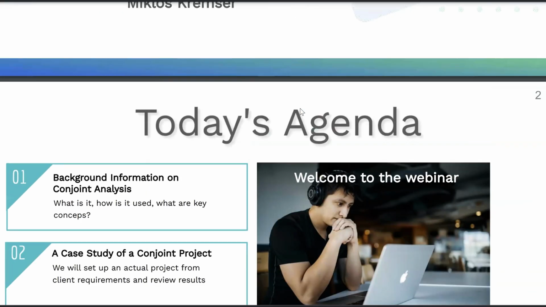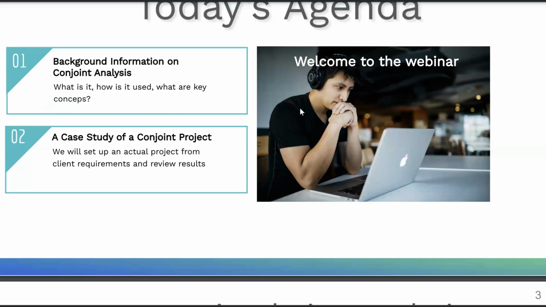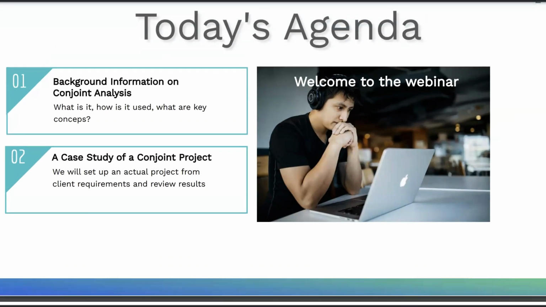And let's just talk a little bit about the agenda today. One of the things that I want to do in today's session is there's going to be two parts to it. The first part is going to be one of the largest parts, which is really, let's talk a little bit about background information on conjoint analysis. And we're going to talk about what it is, how it is used, and what are some of the key concepts. Now, I also want to let you know that today's session is for people that are sort of beginning their journey in conjoint analysis.